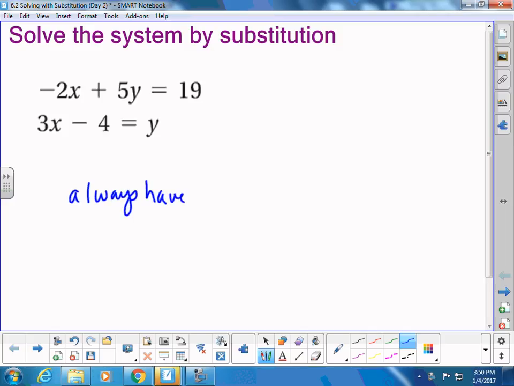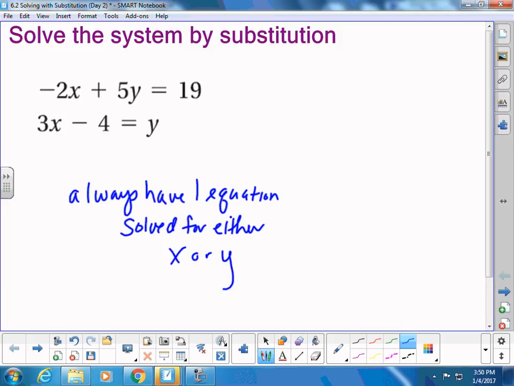equation solve for either x or y. And sometimes we don't. In this case, we do. It tells us y is 3x minus 4. So again, anywhere there's a y, I can put a 3x minus 4. They're interchangeable. So instead of putting that y, I'm going to put my 3x minus 4.